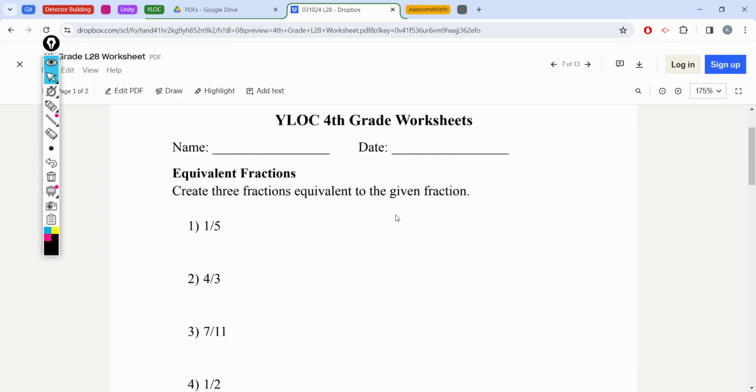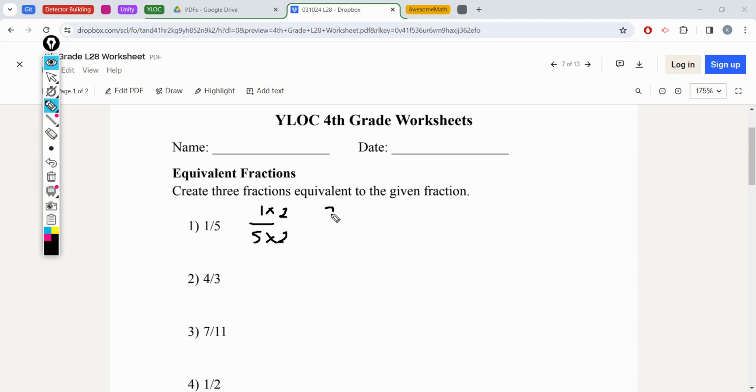For our first section, we have equivalent fractions. So we're going to create three fractions that are equivalent to the given fraction. So that means we're going to create three fractions that are the same value. So 1/5. The way we create equivalent fractions is we multiply the top and the bottom by the same number. So here we can multiply by 2.